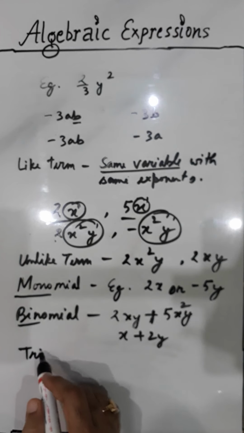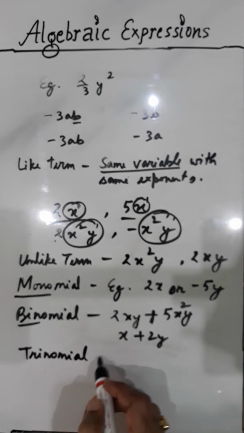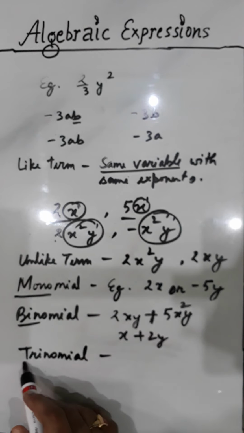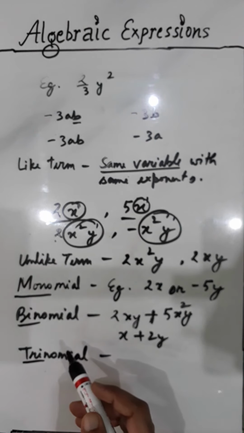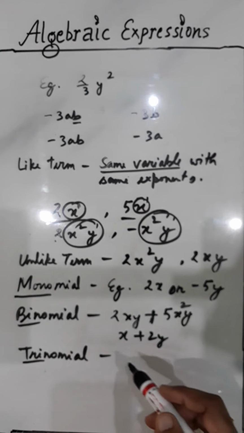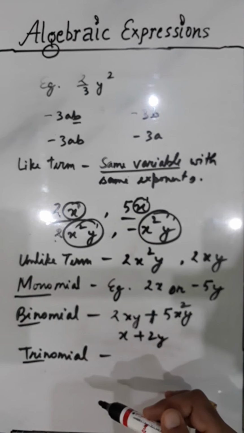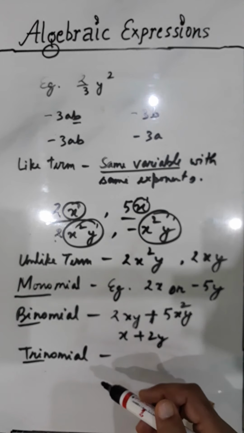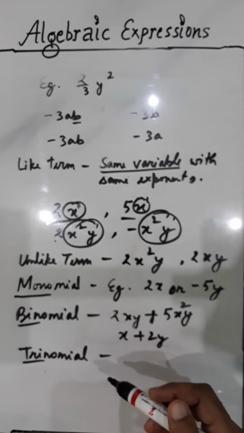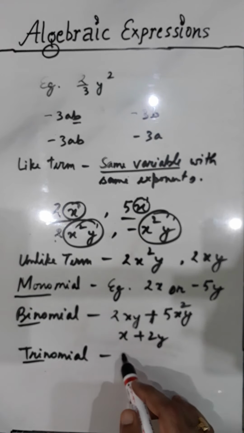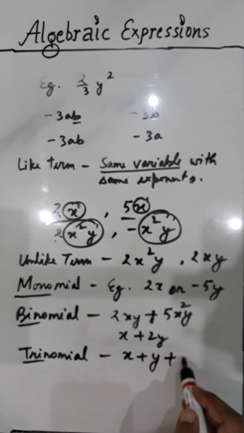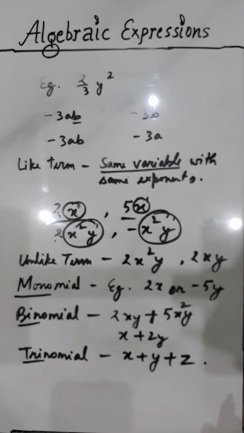Now let's move on to trinomial. In trinomial, tri means three, tricolor means three colors. In the same manner, in trinomial you will be finding three terms. So an expression that contains three unlike terms is called a trinomial. For example, x plus y plus z. So this is a trinomial. Why? Because it has three different terms, that is three unlike terms.